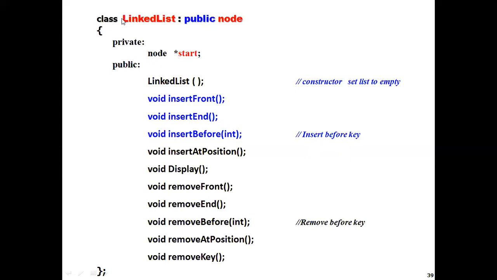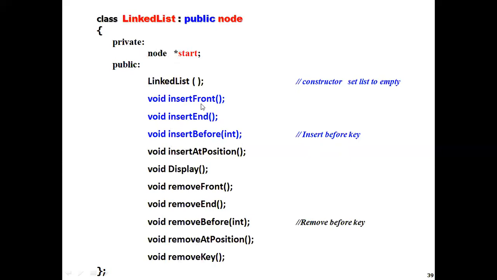Apart from that, the linked list has two sections, private section and public section. The private section creates the start pointer, which is the beginning of the linked list. This is the pointer that points to the linked list. And in the public part, all the functions that can be applied on the linked list class. Linked list is a constructor which will be responsible for setting the list to empty. Then you have insert front, insert end, insert before, insert at position, display, remove front, and so on. All these are functions that you can write, and more functions are also possible.